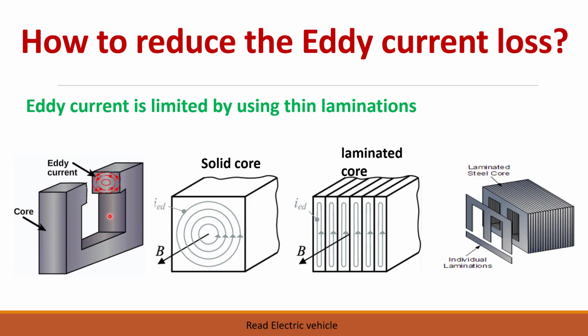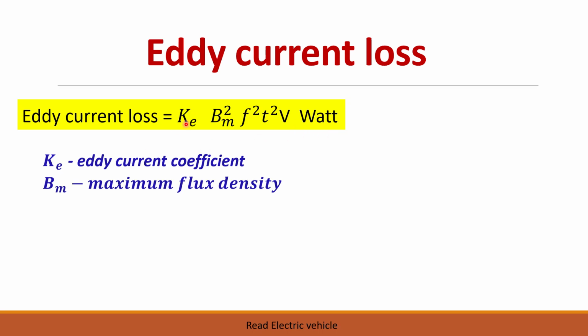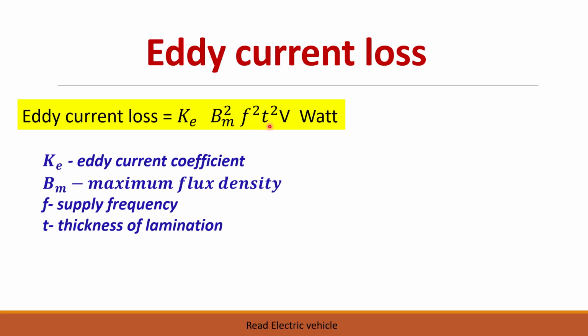So here you can see, when you have a solid core, the eddy current will be like this. When you have a laminated core, in each part there will be eddy current, but the magnitude is very less. And the eddy current loss equation is given by this one. So this is the eddy coefficient, flux density, frequency, thickness of the lamination, and volume of the material.